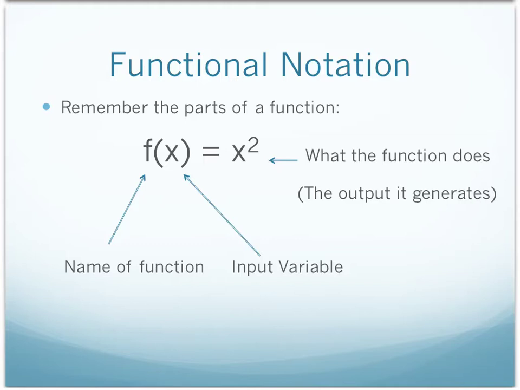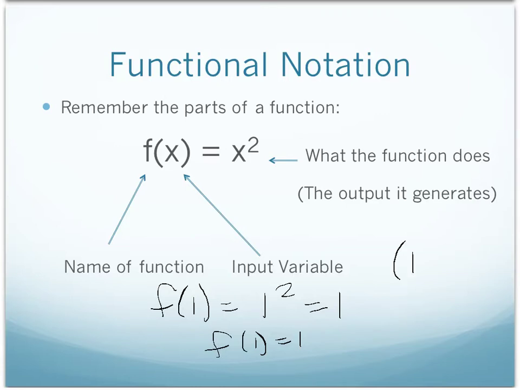So when you put a specific number in for x, say you want x equals 1, you'd write that as f of 1 equals 1 squared, which is 1. So f of 1 equals 1. The value of that function at 1 equals 1. So that produces the point (1, 1).